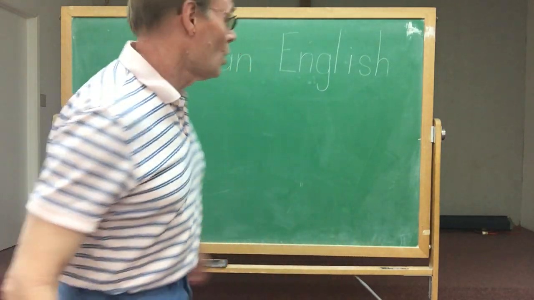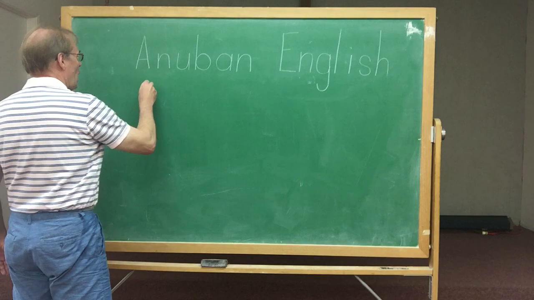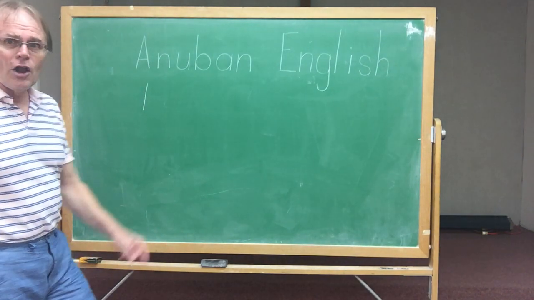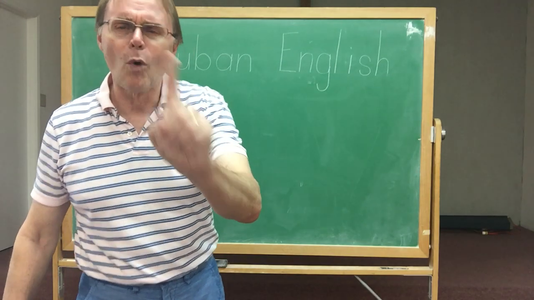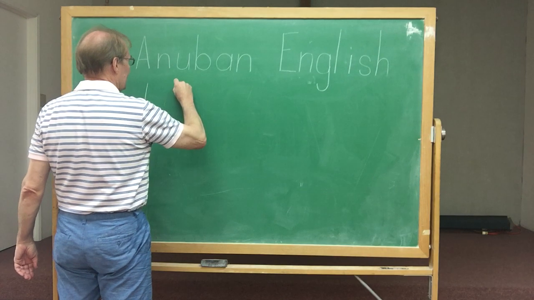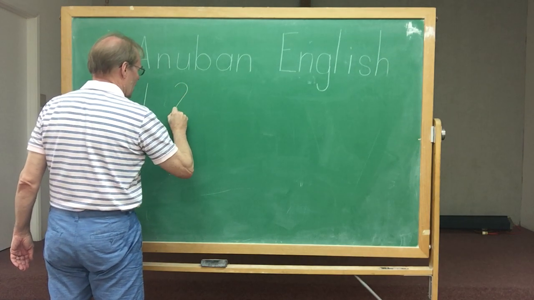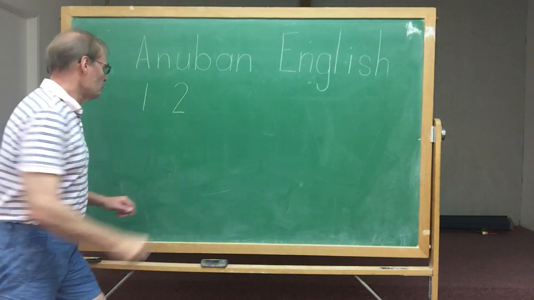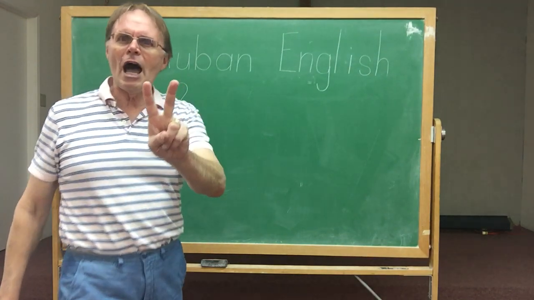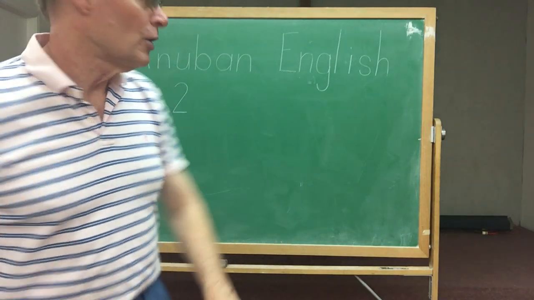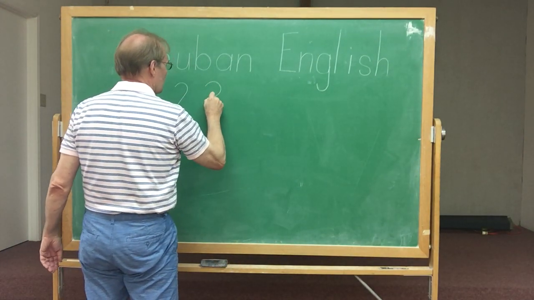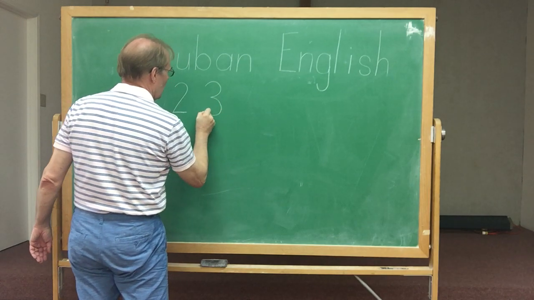We're gonna do numbers. Number one. Just a straight line. Number one. We're number one. Number two. Down, around and down and across. Oops, let's make that a little bit longer. Two. And now we're going to do number three. Here we go. One, around, and then around and down and up again.